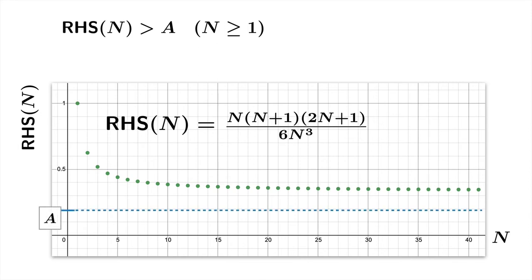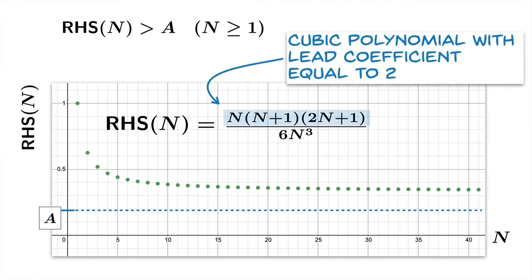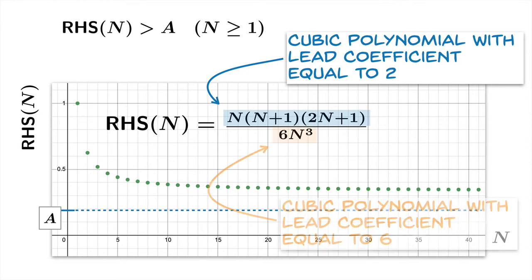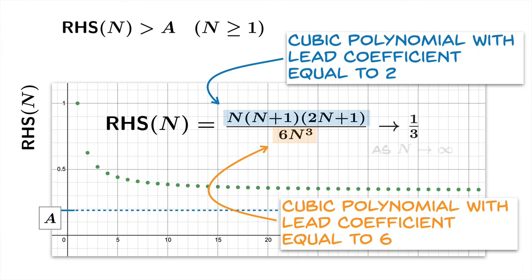So if we were to plot a horizontal line at the value y equals a, we know that it should come in below every point on this graph. And this formula, we'll notice, has in the numerator a cubic polynomial with lead coefficient equal to 2. In the denominator, we've got a cubic polynomial with lead coefficient equal to 6. So what happens here is the ratio, the right-hand sum formula, actually tends to 1/3 as n goes to infinity.